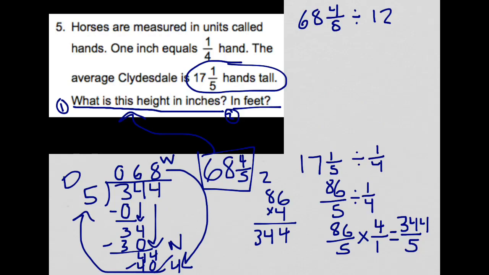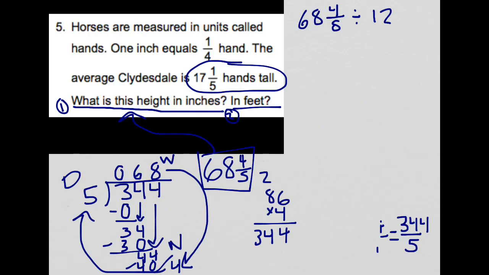So 68 4/5, I need to change that from a mixed to an improper. And I'm even going to erase what I just did down here as well because I'm going to need more room.